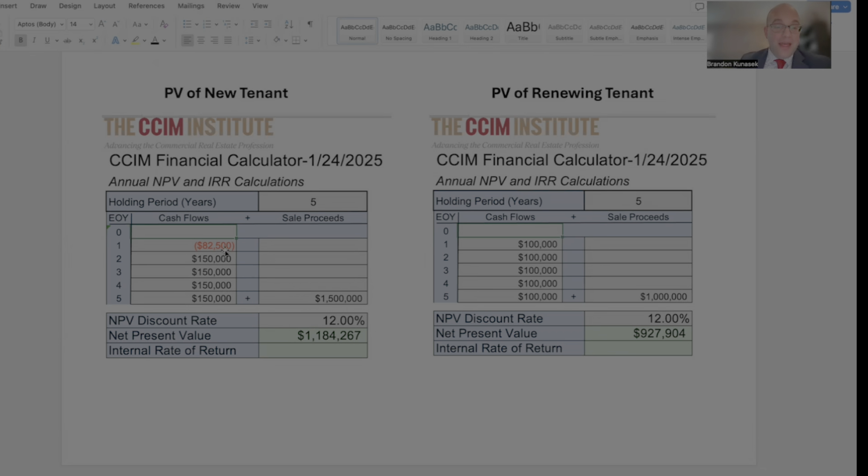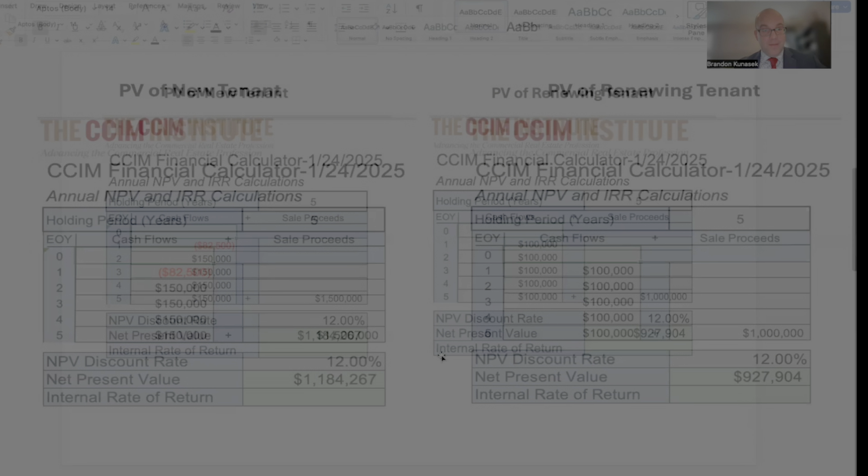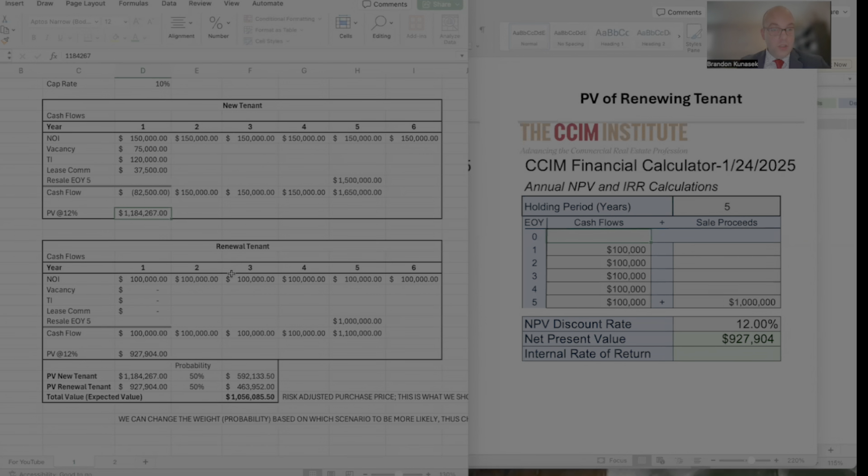Now, every year after that, we have $150,000 net operating income. And then in year 5, we're assuming that we're going to sell this property for that $1.5 million. With a 12% hurdle rate, that puts us at a net present value of $1,184,267. That's scenario 1. Now let's walk through really quick scenario 2.